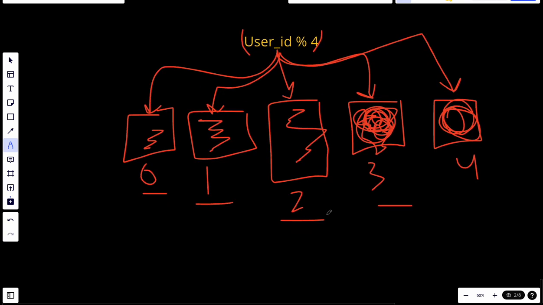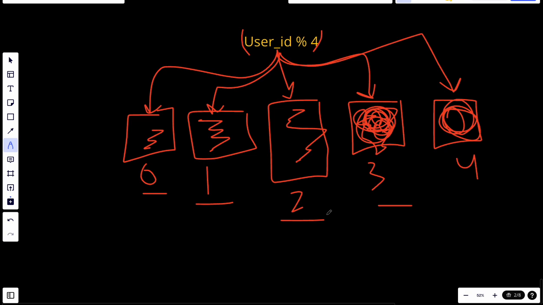The second problem is the celebrity problem, also called the hotspot key problem. Excessive access to a specific shard could cause server overload. Let's say that we have a celebrity like Selena Gomez or Messi, and we store Messi in a specific database. A lot of people are interested in Messi, so they will try to access the data of Messi. So we call the database a lot about Messi.